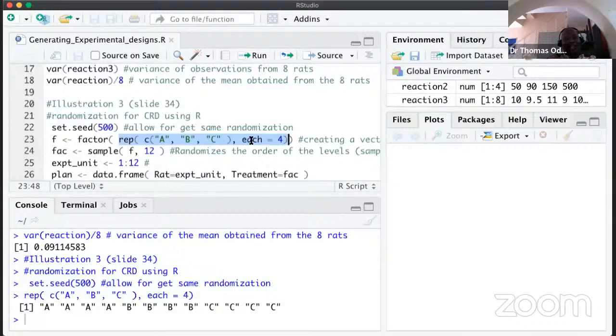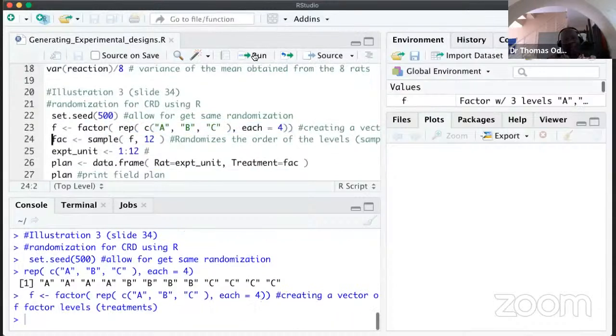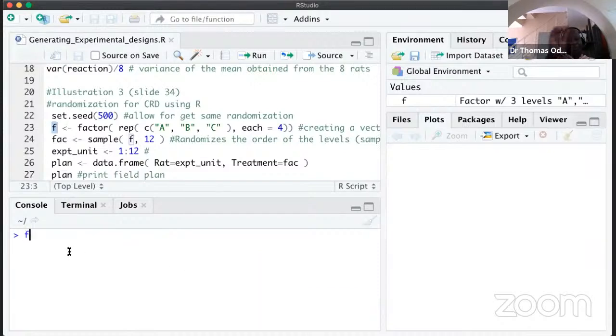And then what do we do with what we have created? We convert it, we make it a factor. We add another command on it, factor. If we run this, we're going to have our object called F. We can also look at what is in F. Let me clean up here. I just type F in my console and enter. It tells me F is this, and it has levels A, B, and C. So it is a factor because we converted F into a factor.